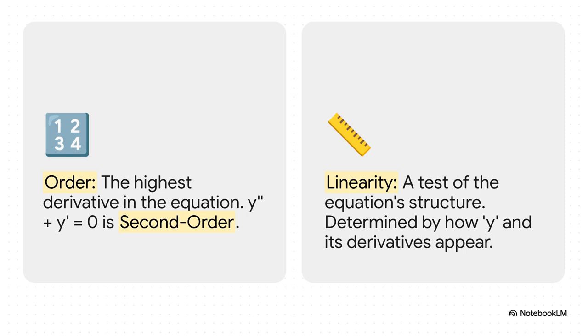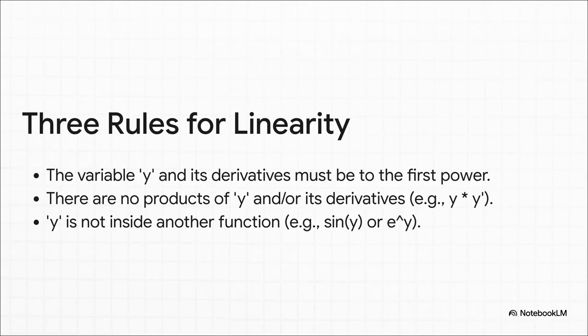And this isn't some vague feeling. It is a very strict diagnosis with very specific rules. And here's the deal. For an equation to get that linear stamp of approval, it has to pass all three of these tests. First, the unknown function y and all its derivatives, they gotta be to the first power. No y squareds allowed. Second, you can't have y and its derivatives multiplied together. And third, y can't be trapped inside another function, like a sine or an e to the power of y. If it fails even one of these, just one, it's nonlinear. And that tells us we need a completely different set of tools.